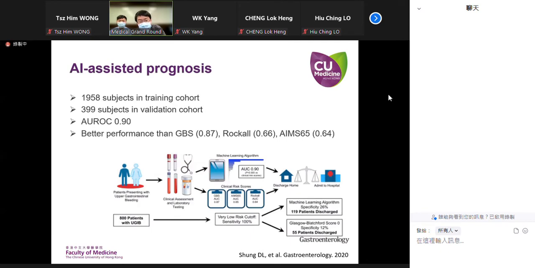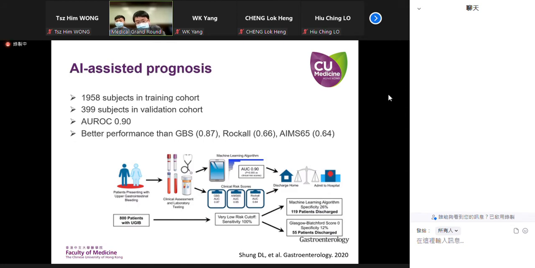And another AI-assisted prognosis would be this landmark paper published in Gastroenterology from the Yale group. They actually analyzed a few thousand subjects in the training and also the validation cohort. For your information, in the US, not all patients with upper GI bleed will be admitted to hospital. So this machine learning scoring system can help them to triage patients to be discharged home and come back for an early endoscopy, or to be admitted to hospital due to predicted worse outcomes.